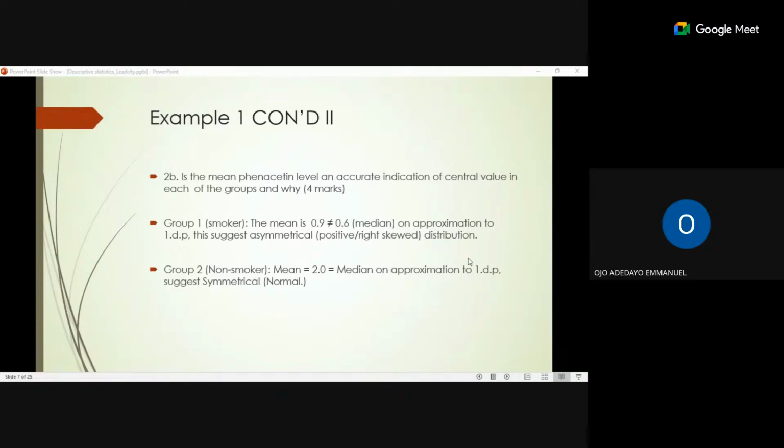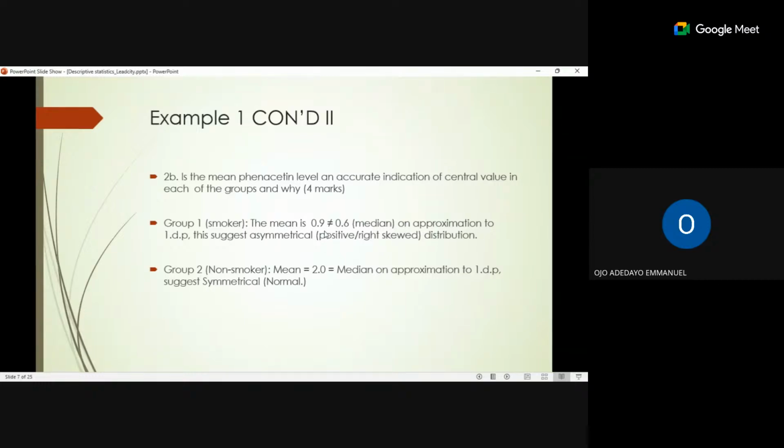Let me take it again. By the time you calculate your mean and median, and your mean is equal to the median, that means the data is normally distributed. But if your mean is not equal to the median, the data is not normally distributed. So that is what they are asking here. If you look at the first one that we calculated, the mean is 0.9. It is not equal to the median, which is 0.6. So that means that it is asymmetric, not normally distributed.